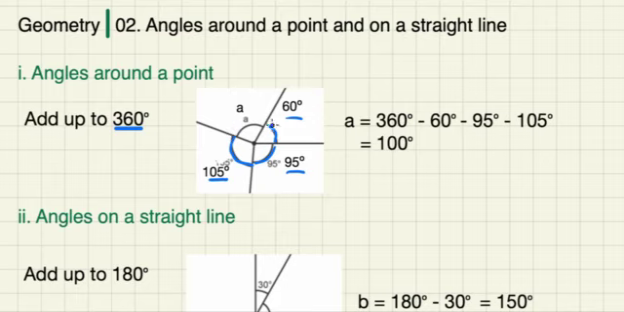We know that to go all the way around is 360. So it's quite simple. All we need to do is take away 60, 95 and 105 from 360, because then whatever remains is this angle. So this is 360 minus 60 minus 95 minus 105. When you do that calculation, you get a value of 100, and so A is 100 degrees.